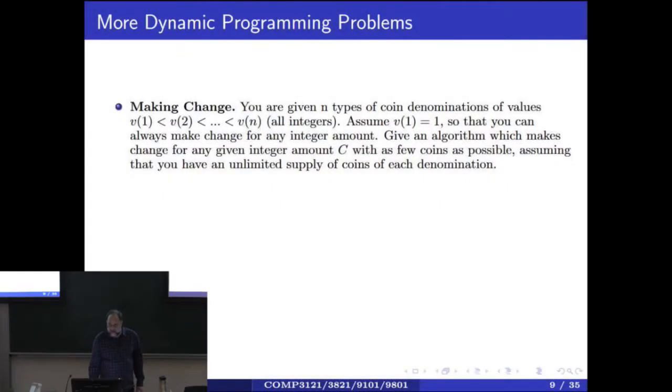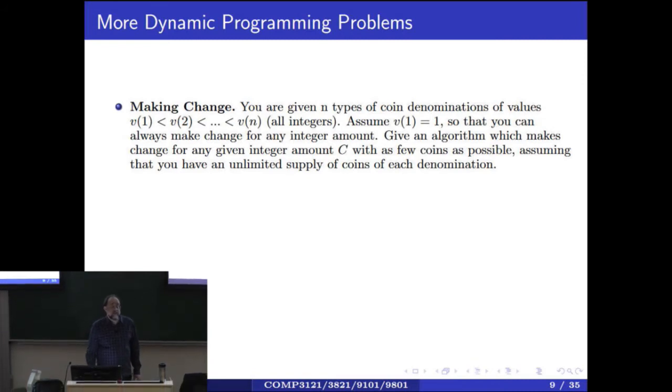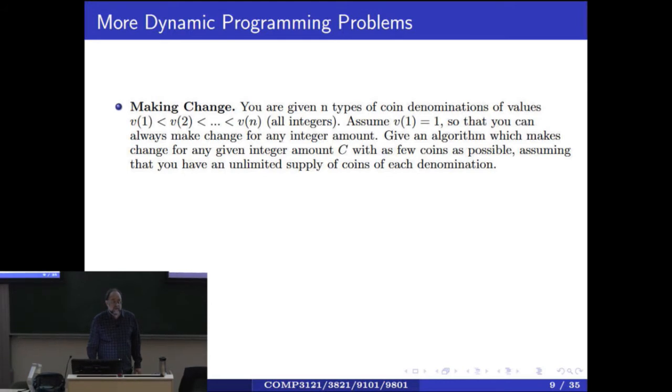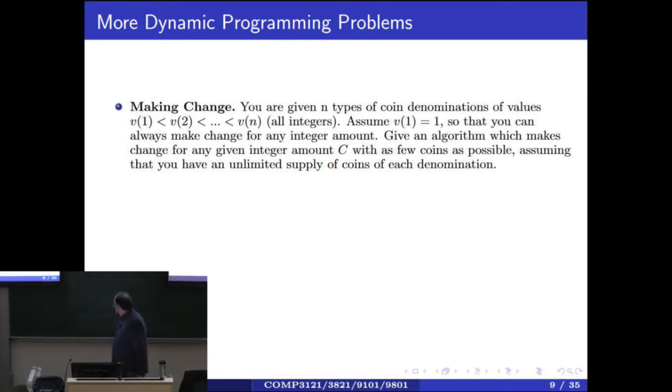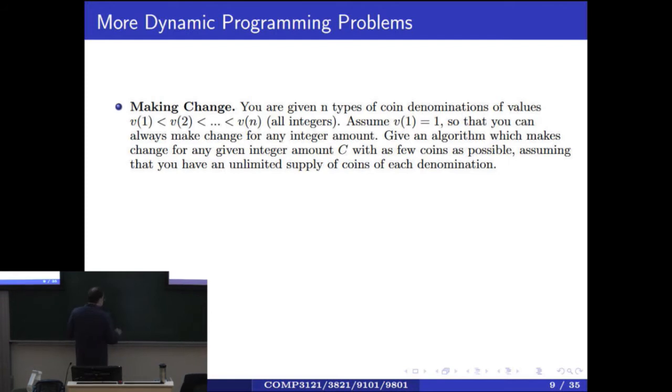Okay, so you are given n denominations of coins and a certain amount C. Your task is to give the change for the amount C using as few coins as possible. Okay? So before we describe the recursion, let us just think about the structure of this problem.